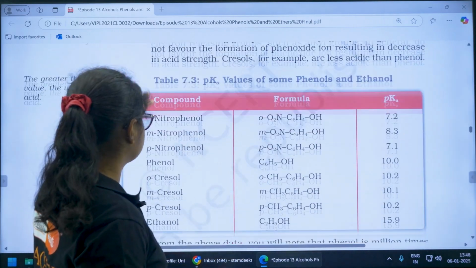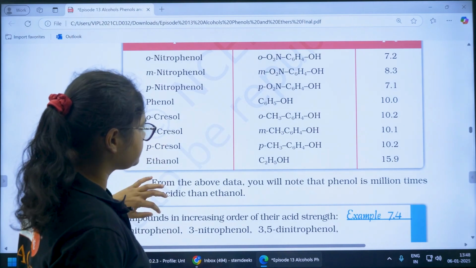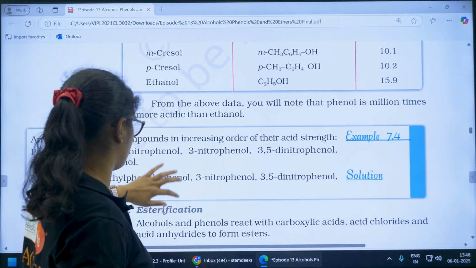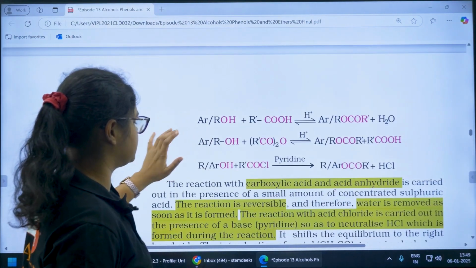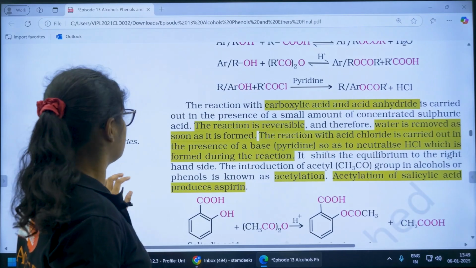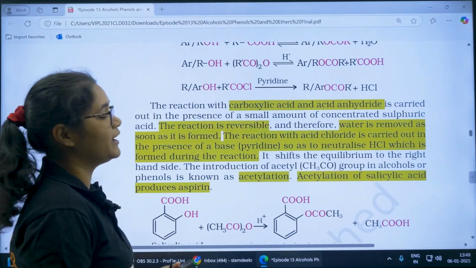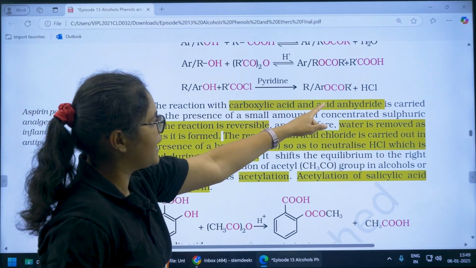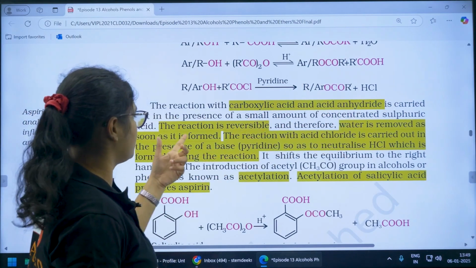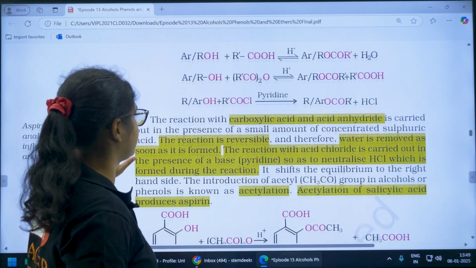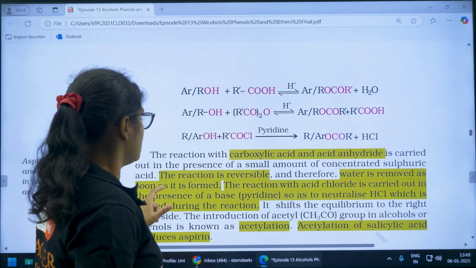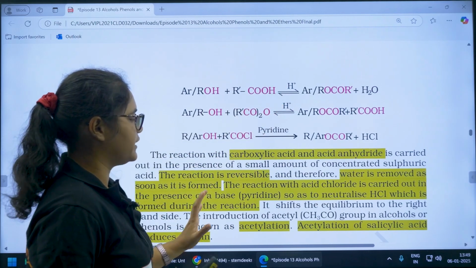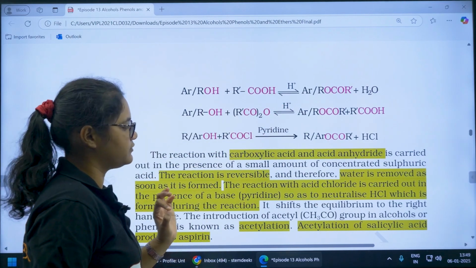Next, moving here, we have seen the acidic order. The esterification reaction is very common here. Now something about the esterification reaction. The reaction with carboxylic acid and acid anhydrides is carried out in the presence of a small amount of concentrated H+. You can see here, this reaction is reversible. Both the reactions are reversible. You should know the nature of the reaction.